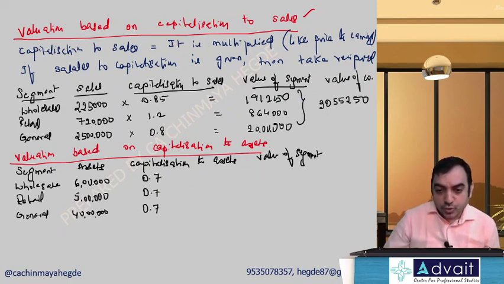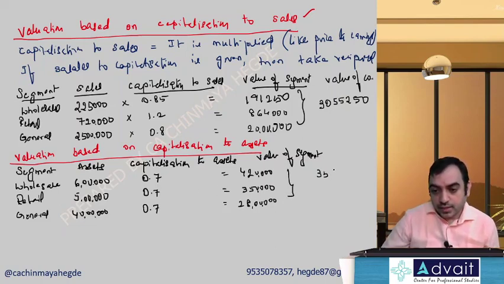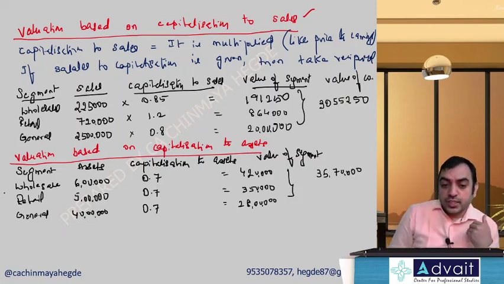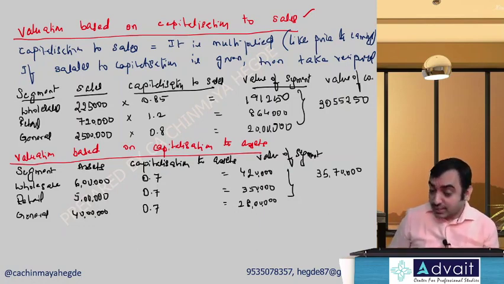Multiply 6 lakh into 0.7, 4 lakh 20,000. 5 lakh into 0.7, 3 lakh 50,000. 40 lakh into 0.7, 28 lakh. The total, 35 lakh 70,000. So value of company using capitalization to sales we have done. Value of company using capitalization to assets we have done.